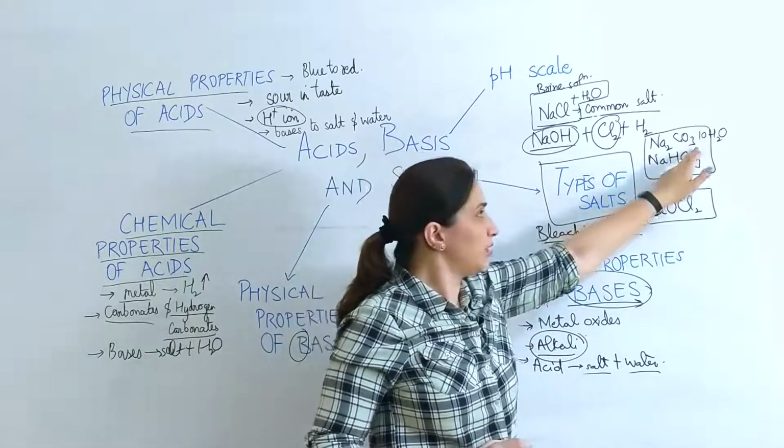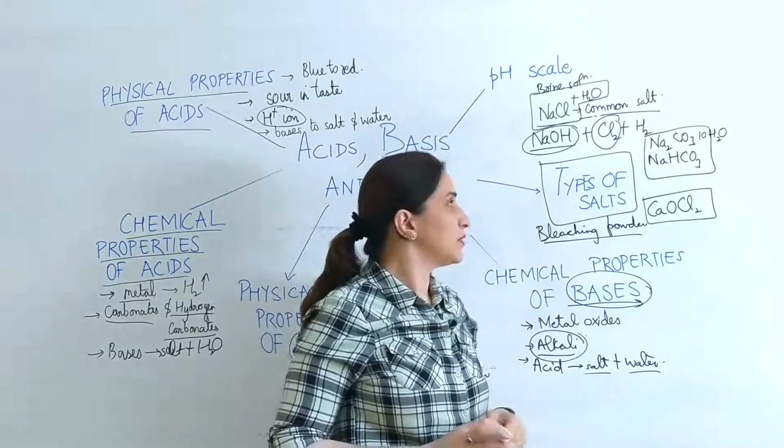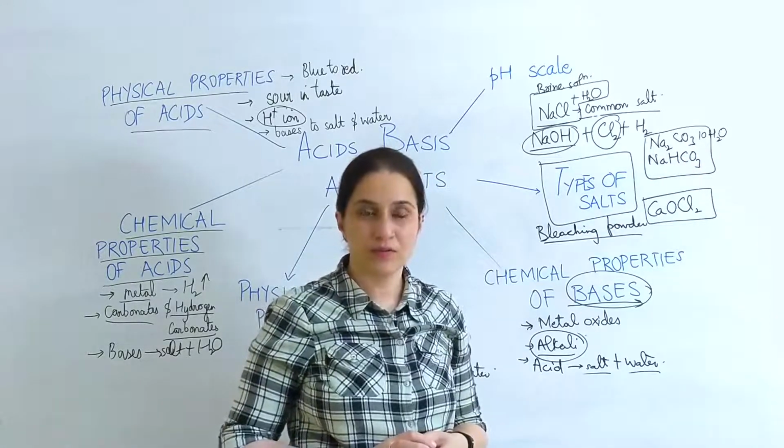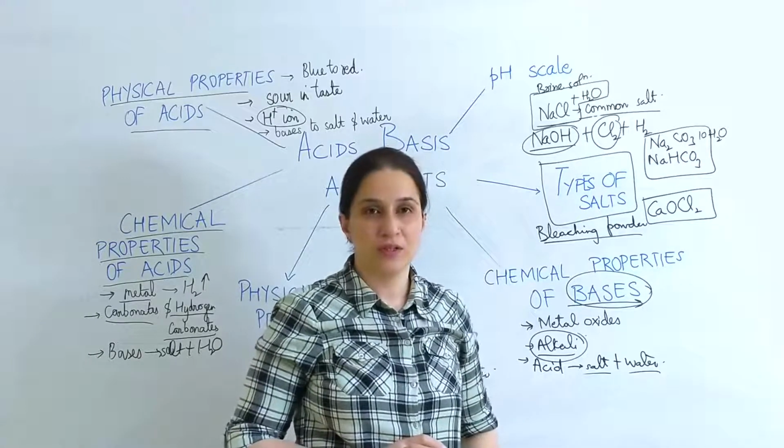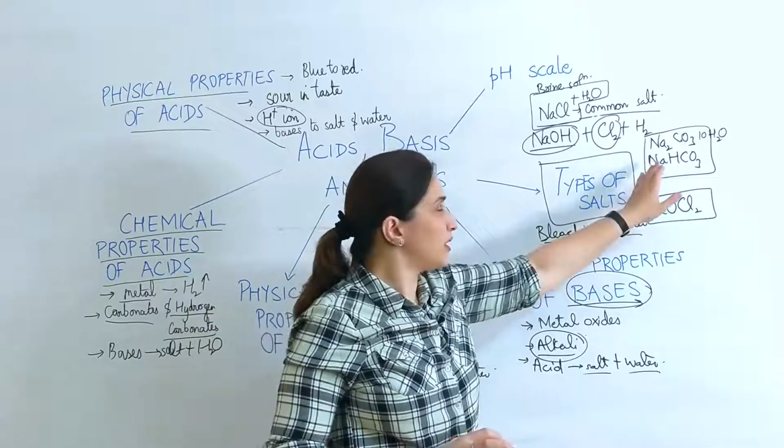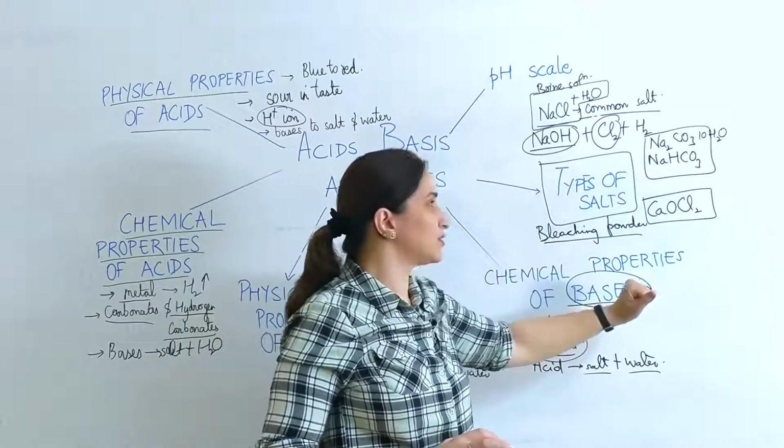The sodium carbonate decahydrate is used as washing soda. This is used for washing clothes. Again, it is also used for making sodium compounds like borax.